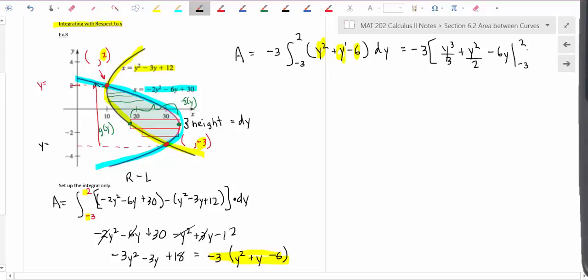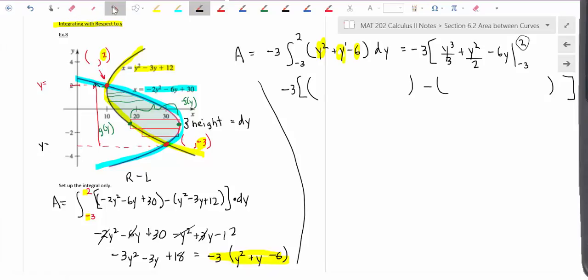Now we're set and ready to do the arithmetic. We want to be really careful and make sure we have everything accurate. By the fundamental theorem of calculus, I'm going to draw a really big bracket here and evaluate at the two limits of integration. First I'll work with the 2. Everywhere I see a y, I'm going to plug in a 2. That leaves me with 2 to the third over 3 plus 2 to the second over 2 minus 6 times 2.